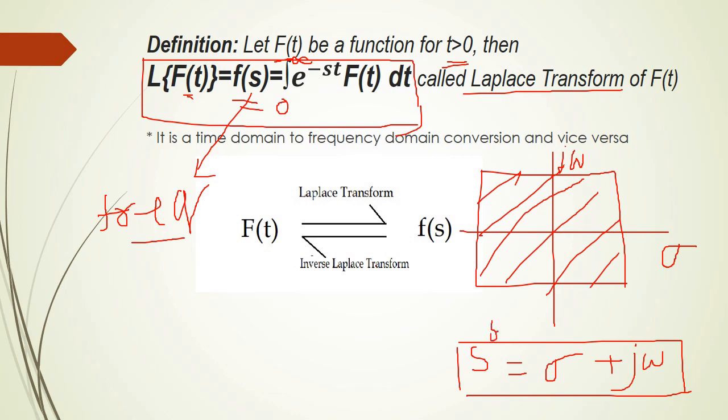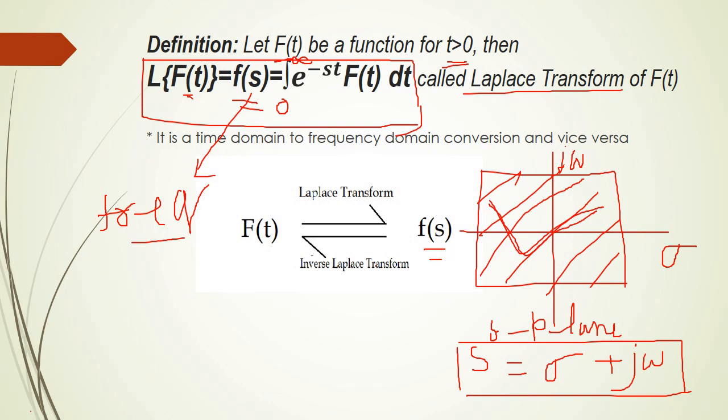S plane is a plane in which the Laplace transform is graphically represented. After getting the f of t Laplace transform, this f of s is graphically represented over here in this S plane. So this is called S plane and it is expressing frequency. This is S plane.